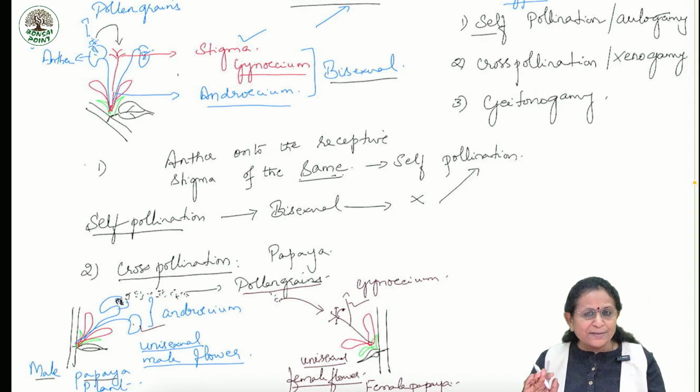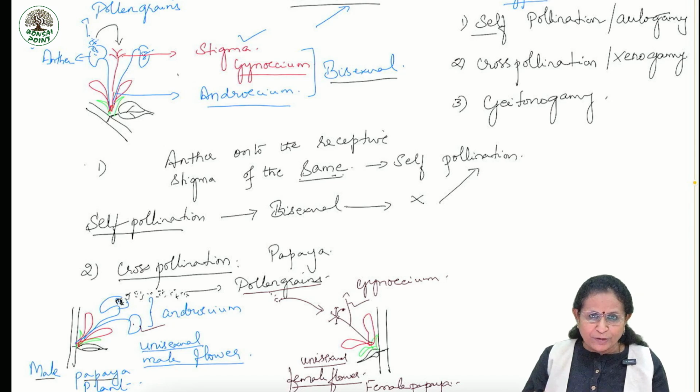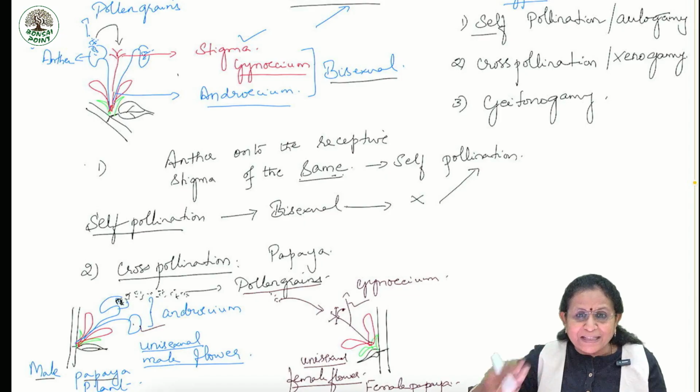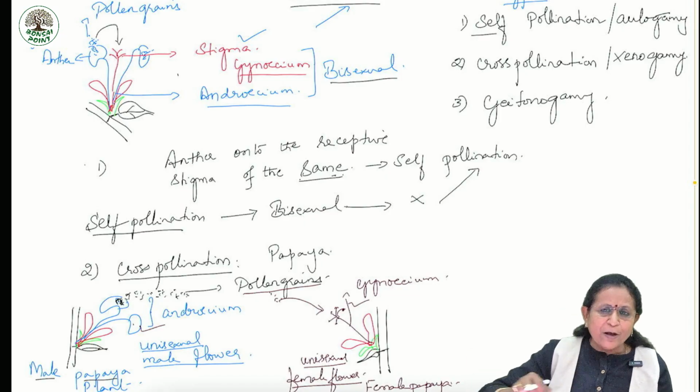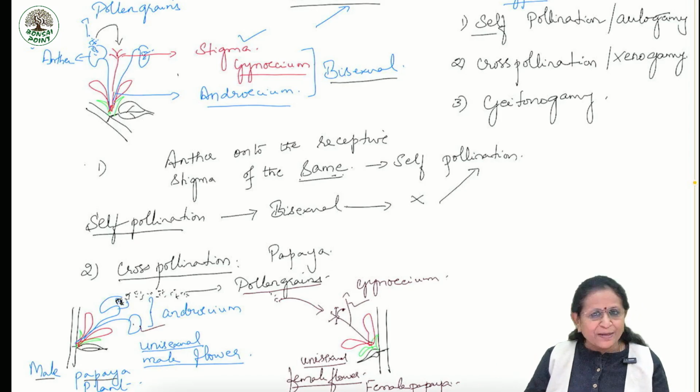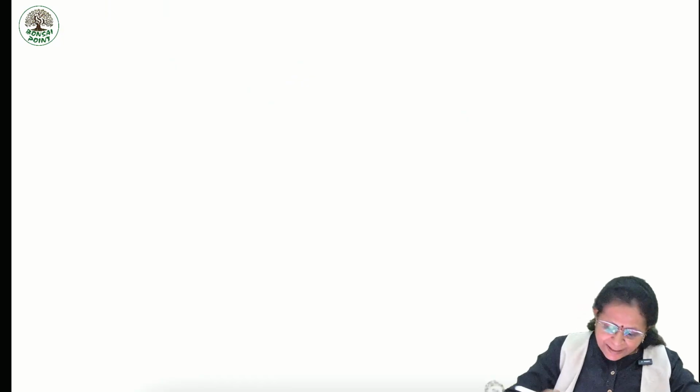Once more I'll repeat, transfer of pollen grains from the anther onto the receptive stigma of another flower on a different plant of the same species is called cross-pollination or xenogamy. Is it clear? Yes, students. Let us see the third type.